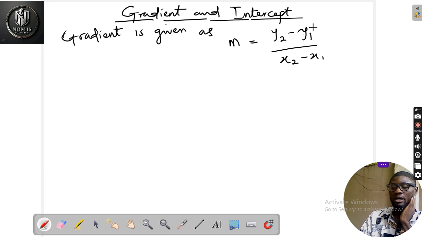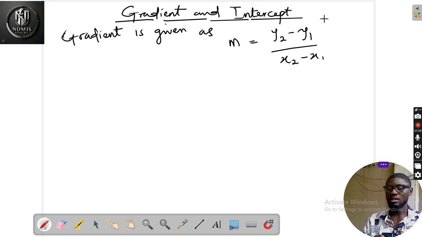And you see the y2 minus y1 is the change in the independent variable. Y in the equation of a straight line is an independent variable. X is a dependent variable. So you can see that it's the ratio of the independent variable and the dependent variable. So y2 minus y1 tells that there was a change in that variable, and x2 minus x1 tells that there is a change in that dependent variable as well.